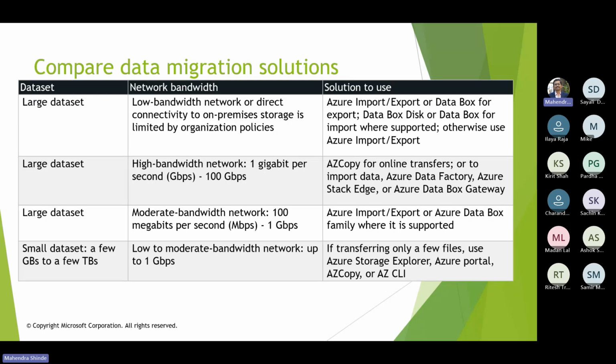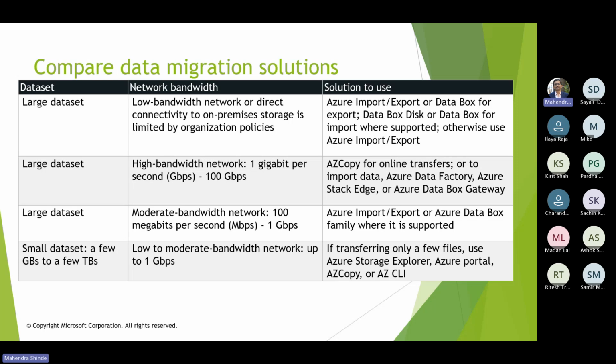Now, a basic comparison. We have a few scenarios here. The scenario depends on two characteristics or attributes: data set size and network bandwidth. Now, what is the first scenario here? Try to understand the first scenario.